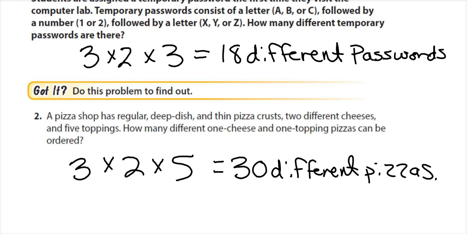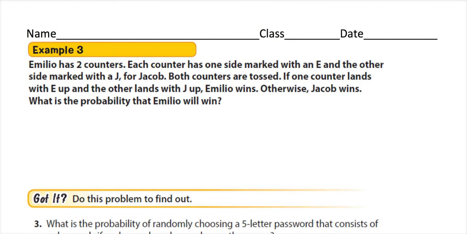All right, let's go ahead and turn the page. All right, example 3 says, Emilio has 2 counters. Each counter has one side marked with an E and the other side marked with a J for Jacob. Both counters are tossed. If one counter lands with E up and the other lands with J up, Emilio wins. Otherwise, Jacob wins. What's the probability that Emilio will win?